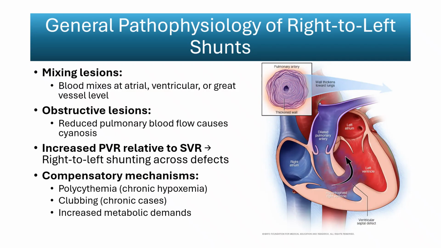Chronic hypoxemia stimulates erythropoiesis, producing polycythemia that improves oxygen-carrying capacity, but also increases blood viscosity and thrombotic risk. Long-standing cyanosis leads to digital clubbing, reflecting vascular and connective tissue changes from chronic hypoxemia. At the same time, metabolic demands rise, and infants often struggle to match oxygen delivery to growth needs, which explains why growth failure and poor feeding are common.